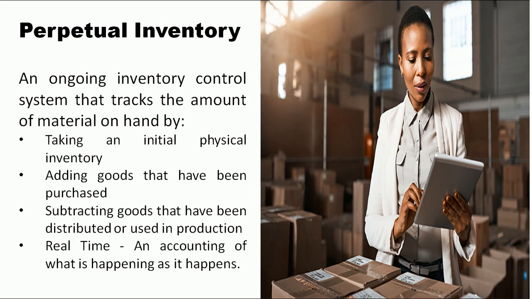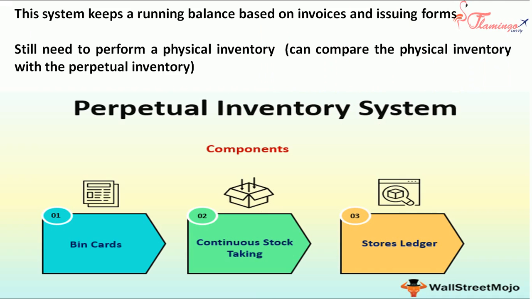Perpetual inventory is an ongoing inventory control system that tracks the amount of material on hand by taking an initial physical inventory, adding goods that have been purchased, and subtracting goods that have been distributed or used in production, in real time, an accounting of what is happening as it happens. This system keeps a running balance based on invoices and issuing forms. You still need to perform a physical inventory, and can compare the physical inventory with the perpetual inventory.